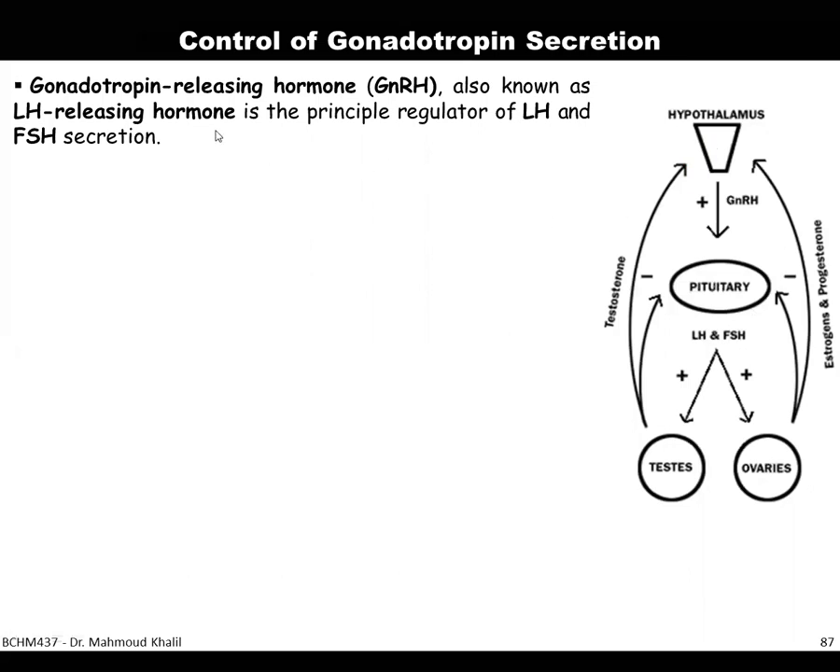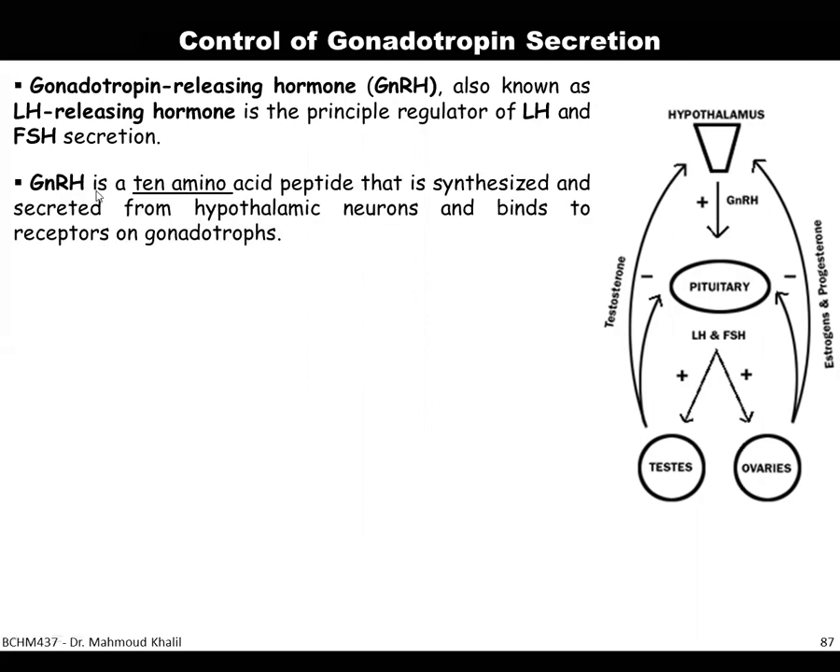So gonadotropin releasing hormone, also known as LH releasing hormone, is the principal regulator of both LH and FSH secretion. Gonadotropin releasing hormone is a 10 amino acid peptide that is synthesized and secreted from hypothalamic neurons and binds, of course, to receptors on the gonadotrophs in the pituitary gland, which represent around 10 to 15% of the cells of the pituitary gland.